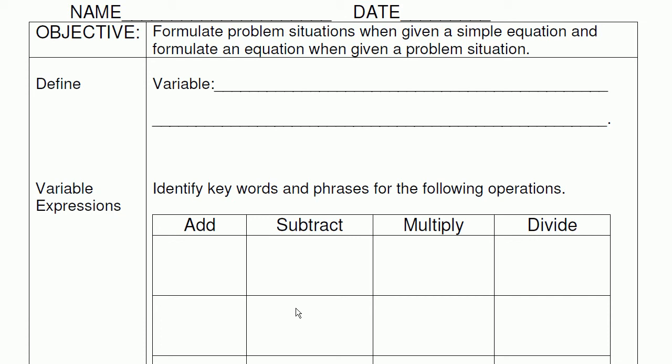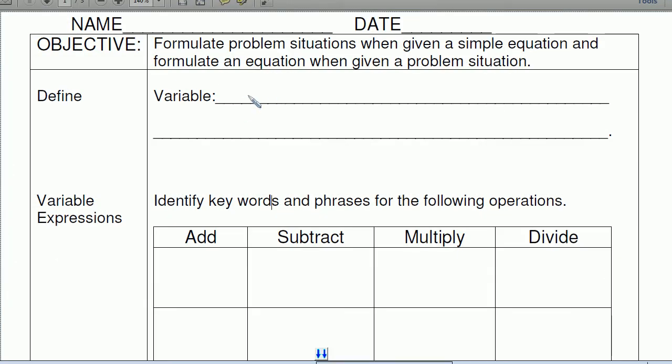Hi, in this video we are going to discuss how to write a problem situation using a simple equation. Okay, so the first thing we need to do is define the word variable, and this word is a really easy word to define because a variable gives you the actual meaning.